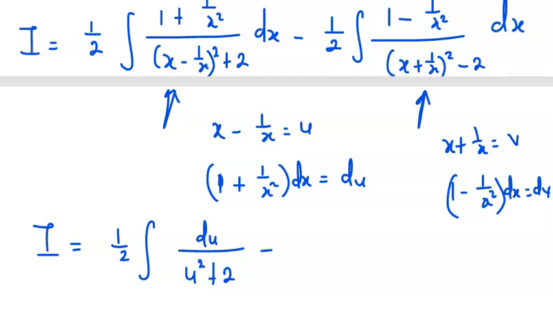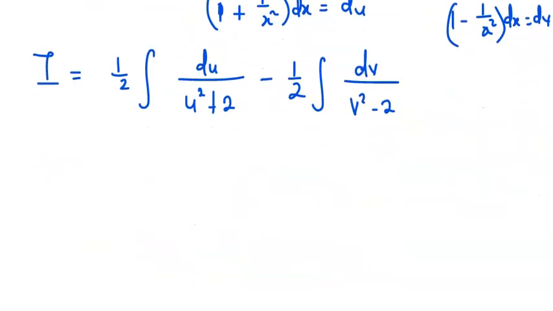Then here, minus 1 over 2 times the integral of dv all over v squared minus 2, and oh my god, we already have a dv, right? Oh, sorry for that. Okay, my bad.